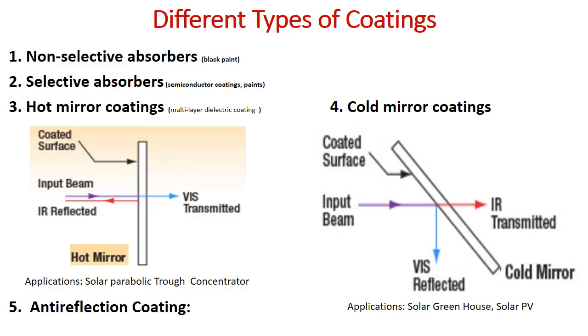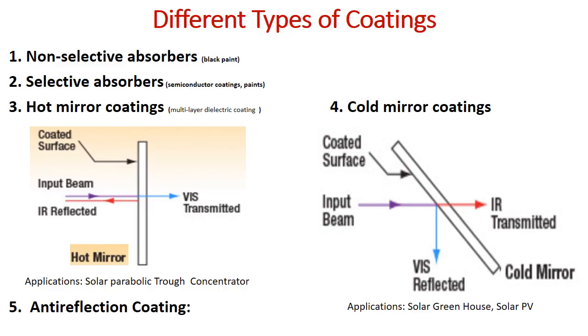Next come the hot mirror coatings. In the case of hot mirror coatings, the input beam falls on the mirror and the visible radiation will be transmitted while the infrared radiation will be reflected. So it is the infrared radiation that contains the heat. Therefore, a typical application of hot mirror coatings can be in the case of a solar parabolic trough concentrator. Here, when the solar radiation falls on the collector, the infrared radiation will be reflected back to a common focal point, thereby increasing the temperature, or increasing the absorption rate of heat.